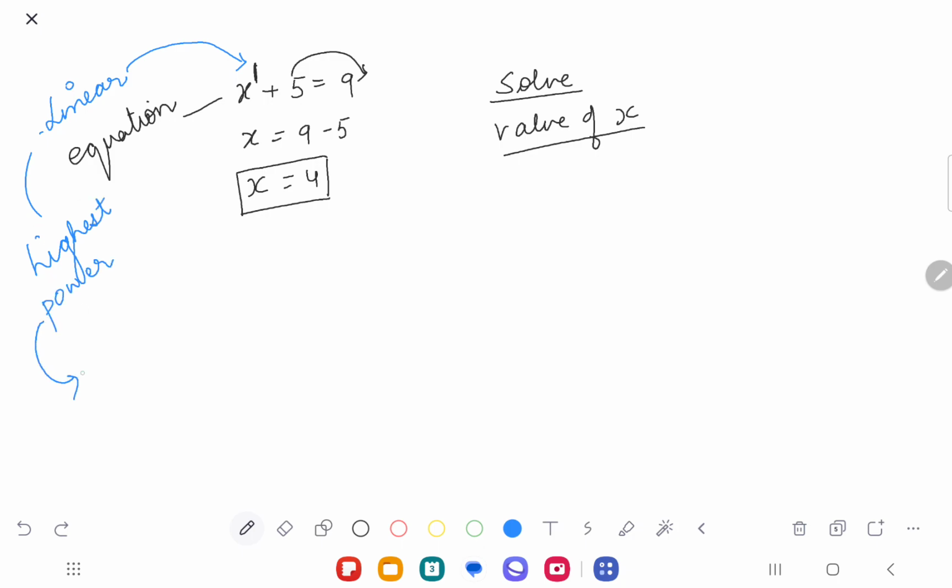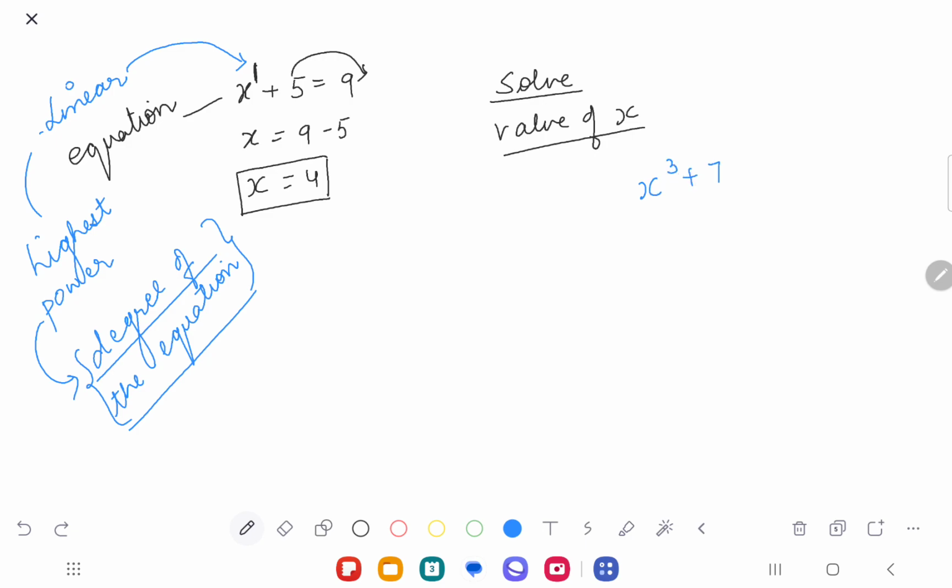And the highest power is also called the degree. The highest power is also called the degree of the expression, also called the degree of the equation. Do you understand? So if I say x cube plus 7x square plus 9x plus 1 equals 0, what is the degree of this equation?